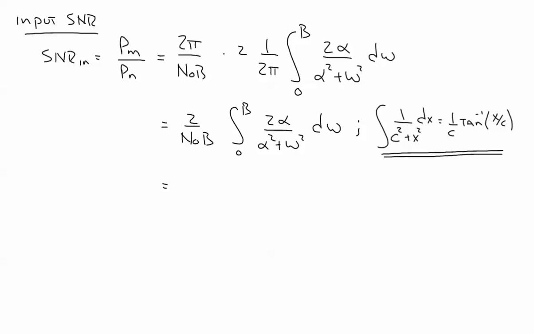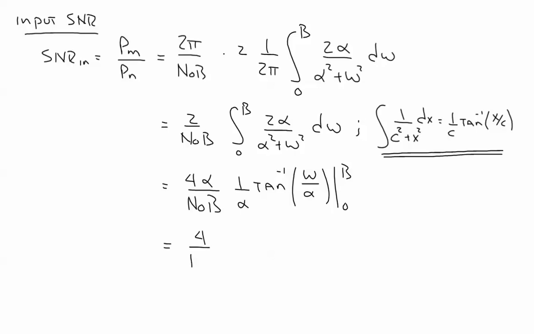So applying this, I get 4 alpha over N naught B times 1 over alpha arctangent of omega over alpha evaluated from 0 to my bandwidth B. And this is 4 over N naught B times arctangent of B over alpha. Okay?